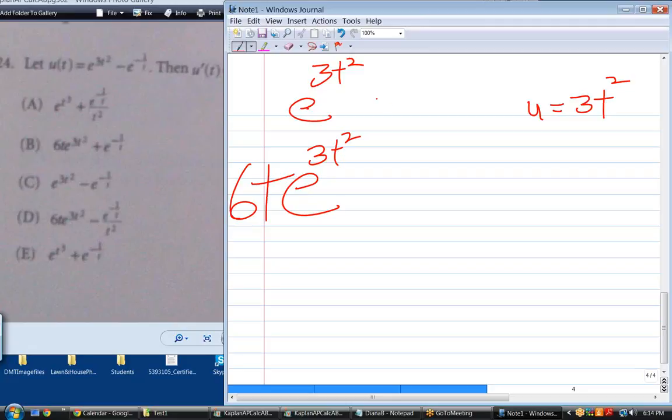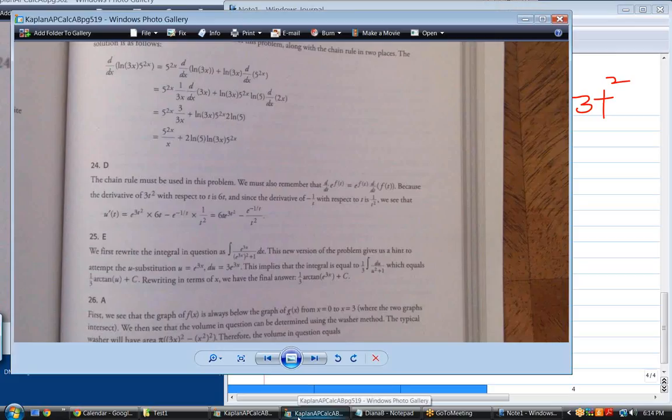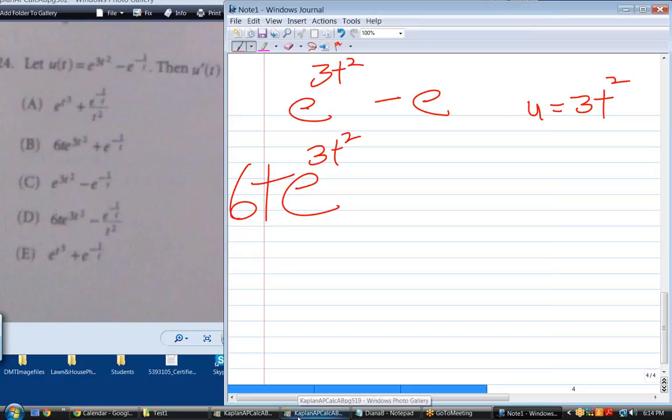Right. Now, what is the derivative? And let me write this a little differently. Instead of e to the... I can't even be certain of what it is. I can't read it. It's e to the minus 1 over t.